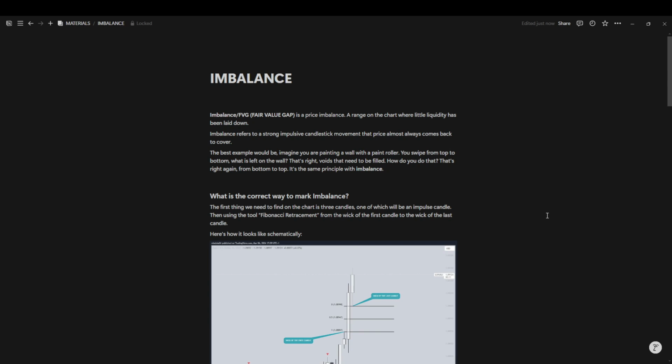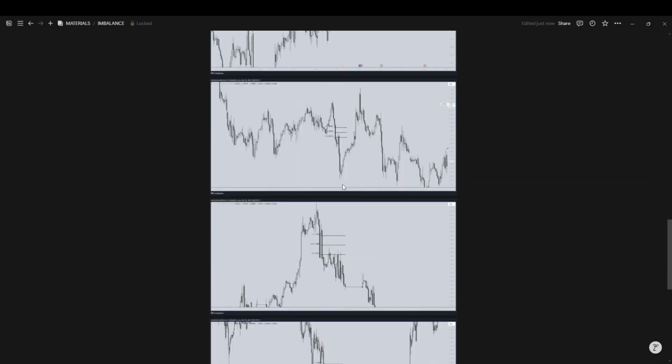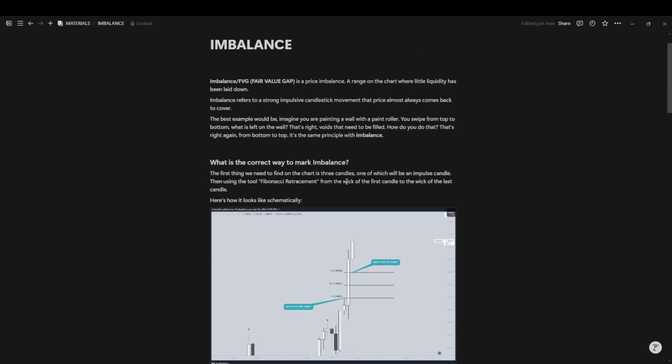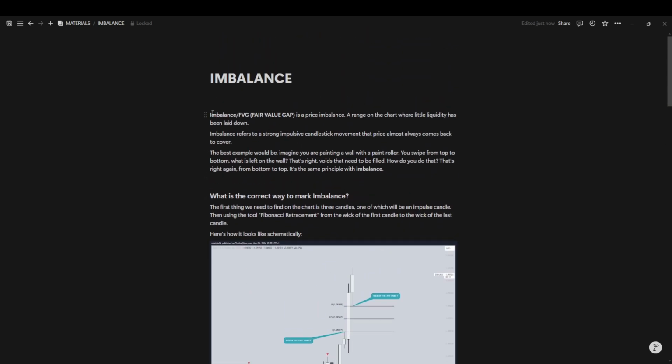Okay, so I think we could start. I prepared a few important pieces of information about the imbalance, some examples, and then of course on the chart we'll try to find some examples too. Okay, so the imbalance. Imbalance, or fair value gap, is a price imbalance arranged on the chart where little liquidity has been laid down. Imbalance refers to a strong impulsive candlestick movement that price almost always comes back to cover.